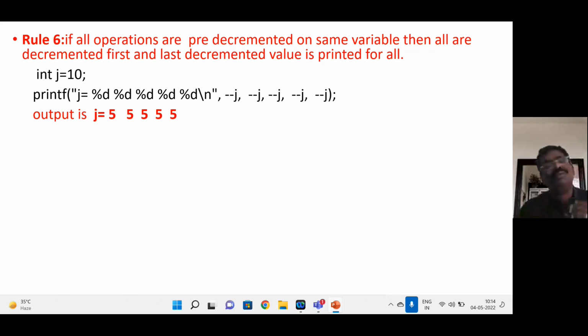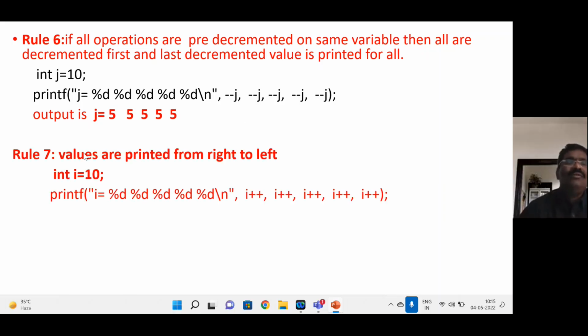But most people expect that, starting from 10, it will be 9, 8, 7, 6, 5, 4, 3 down to 1. But exactly, when you are using pre-decrement or pre-increment, only the final incremented or decremented value is printed. In this example, you get the j value as 5, 5, 5, 5, 5, right?